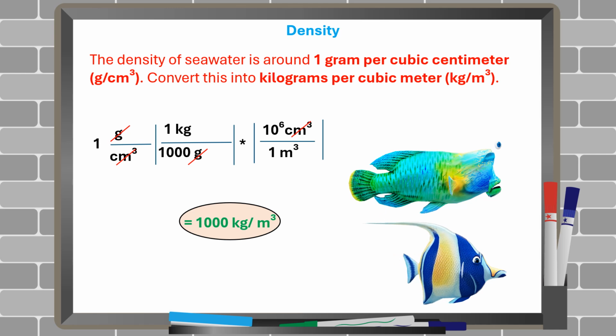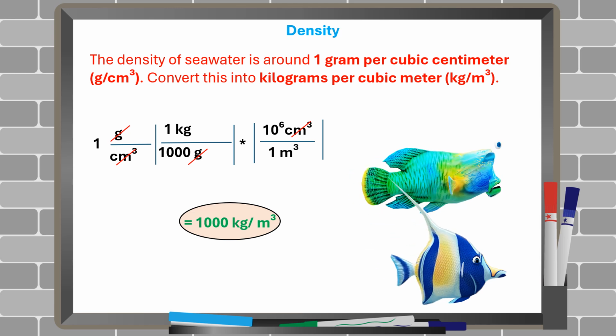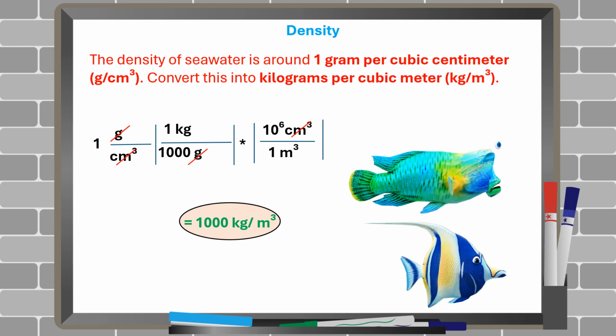But how do we convert that density into different units? Let's find out. In science, we often switch between units. Here, we need to convert grams per cubic centimeter to kilograms per cubic meter. This means that seawater's density is about 1,000. Next time you're at the beach, remember, physics is keeping you afloat.